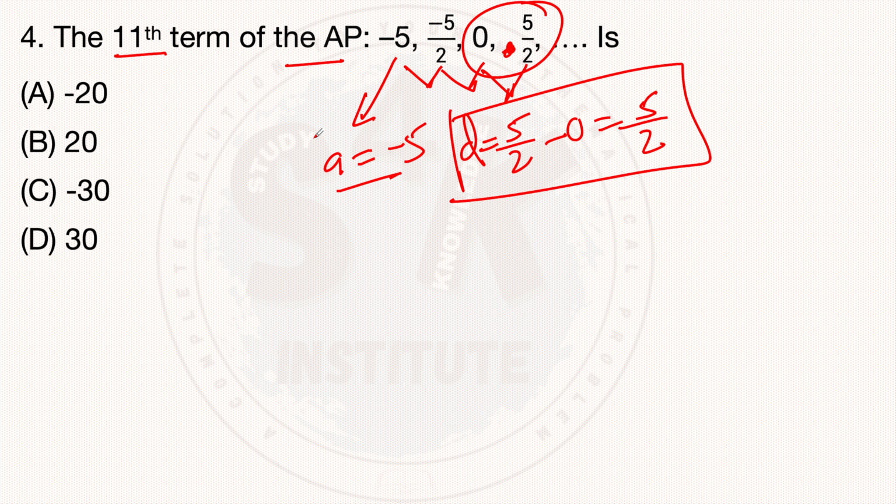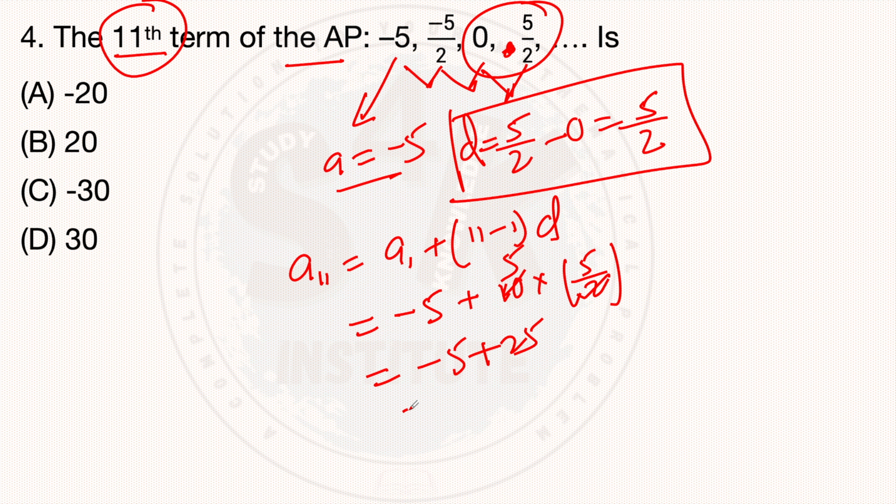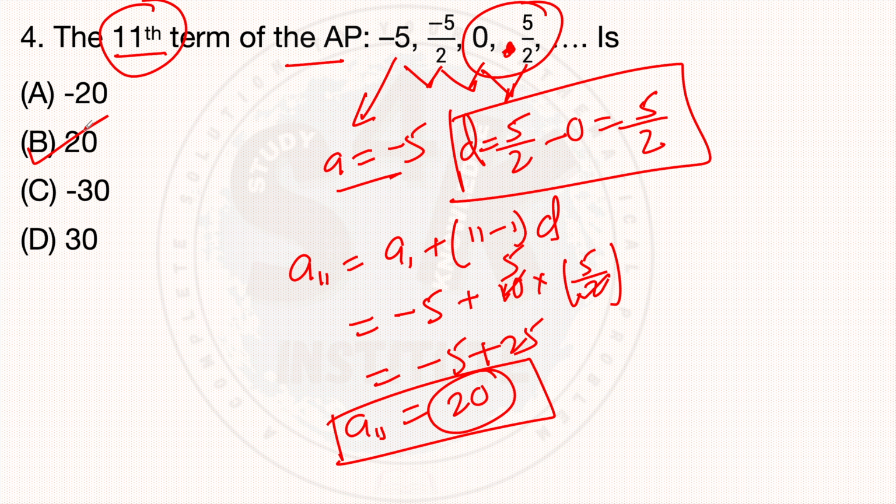So you know this. So A11th has been asked, A11. So A1 plus 11 minus 1 into D, right? A1 you know, -5 plus 10 into 5 by 2. So this will give you -5 plus 25, that is 20, right? So A11 is 20. So answer is B. Okay, this is a progressive term, so obviously the answer will be in positive only.